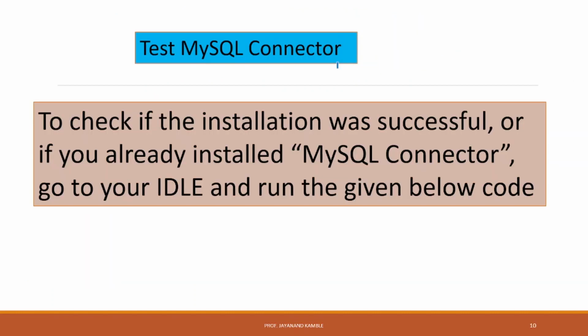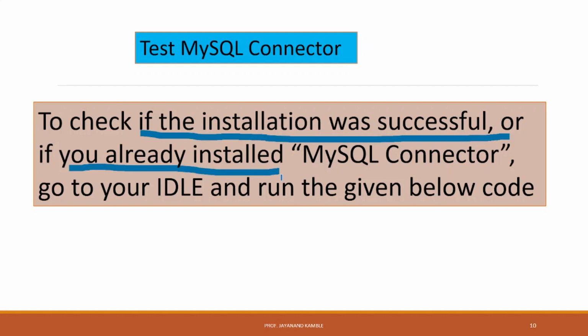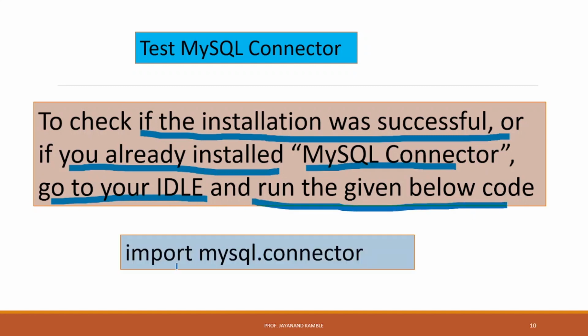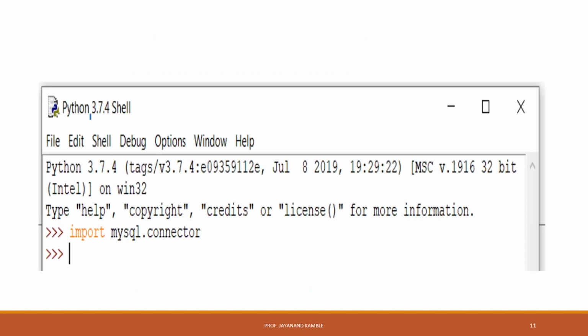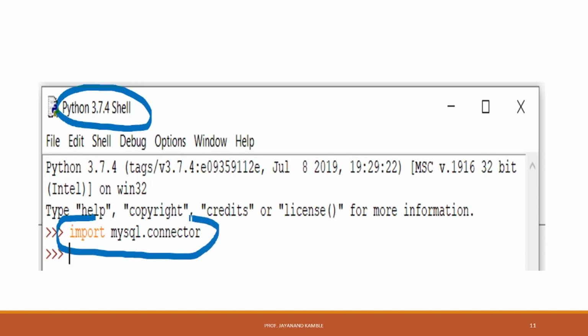Now test the MySQL connector, meaning check whether the installation was successful or whether you have already installed the MySQL connector. Go to your IDLE, that is Python IDLE, and run the code given below. So this is what we are going to run in Python IDLE. We are going to open a Python shell, that is IDLE, and then type this command. If we are not getting any error, it means it is installed. If we are getting an error, it means it is not installed.